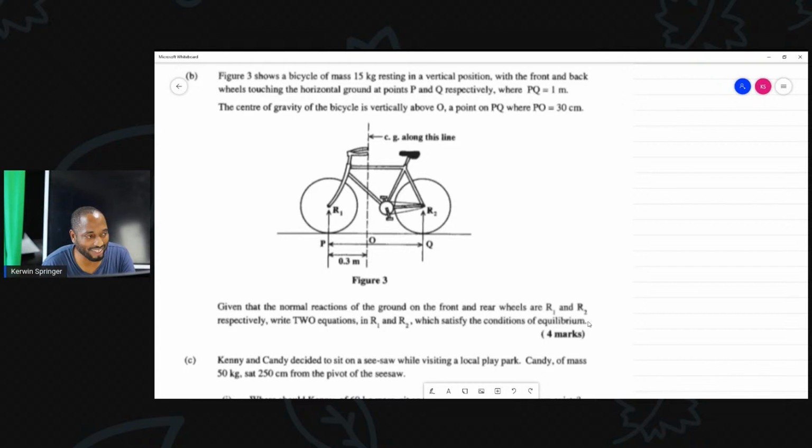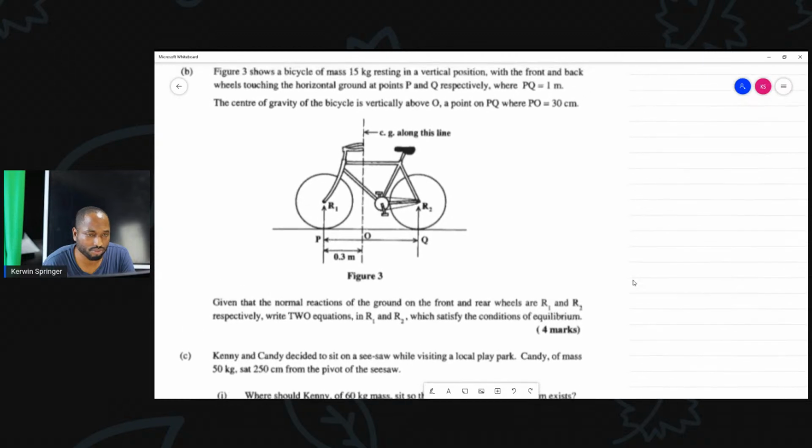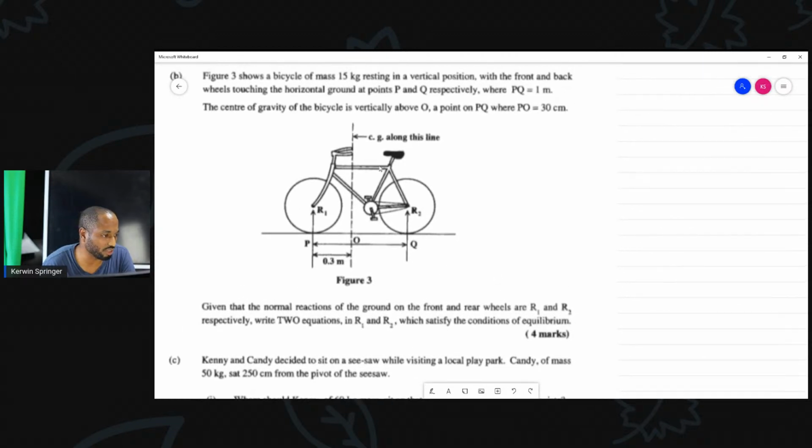Write two equations in R1 and R2 which satisfy the conditions for equilibrium. So what equations are you thinking? There are a number of equations you could use here.